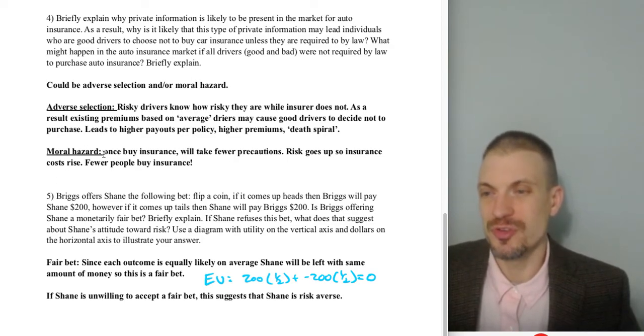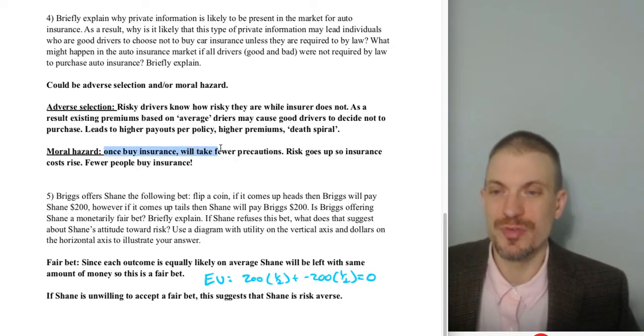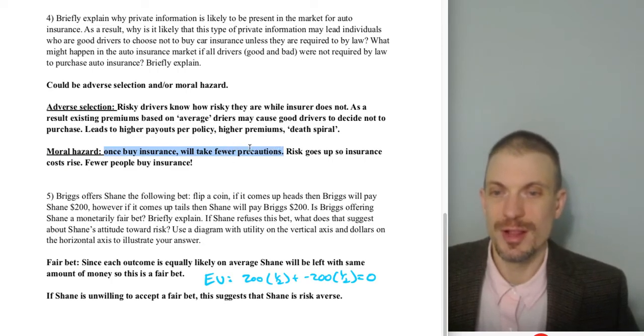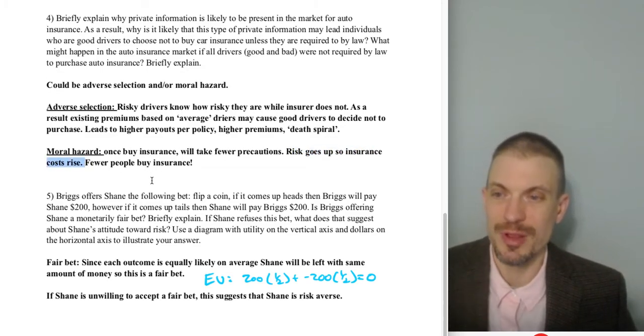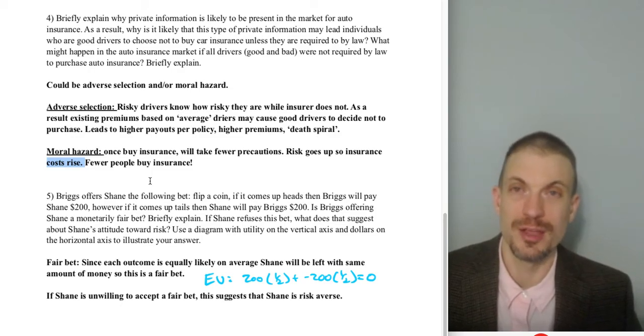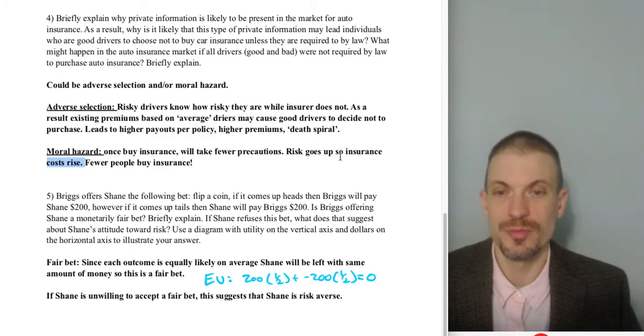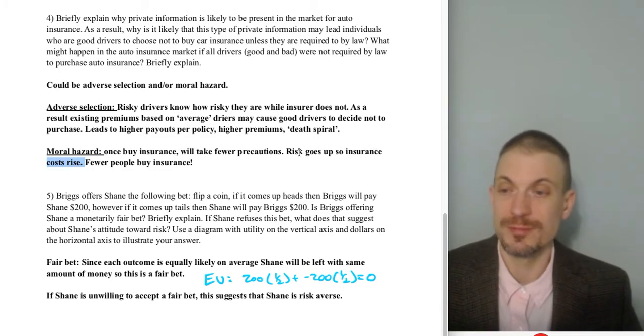The moral hazard story would be, well, once you've got coverage, you might take fewer precautions, drive on icy roads or whatever. Therefore, the risk is rising, and so the insurance costs are going to rise. And what's happening then is, well, fewer people are buying insurance as a result of the insurance price rising.